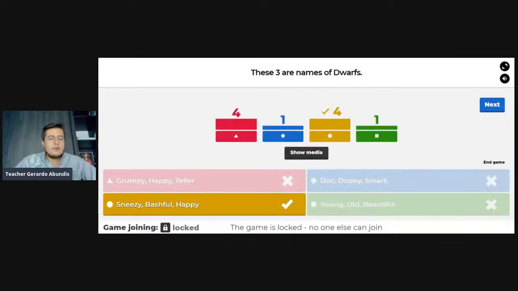All right, four people got it correct. Very good. Let me check who of you got it correct. Guys, it is very easy to know. Sneezy, bashful, and happy. Okay? It is not, well, grumpy, yes. Happy, yes. But Taylor doesn't exist. In this one, it says duck, duppy, and smart. They don't exist. Young, old, and beautiful, they are just adjectives. Which is not good. All right?